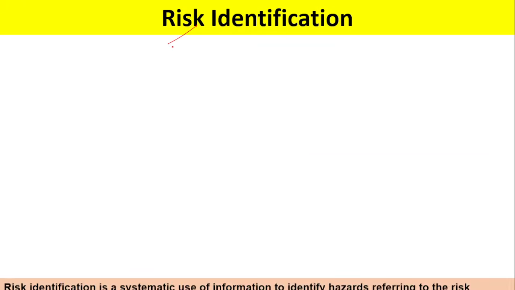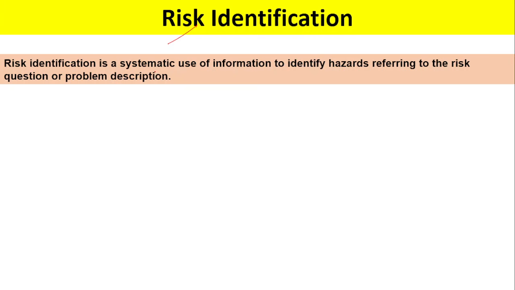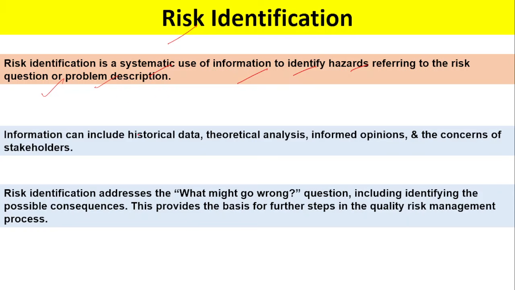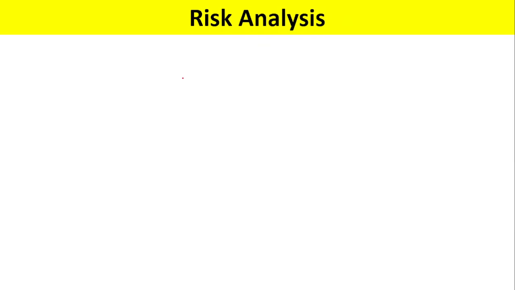Risk identification. Risk identification is a systematic use of information to identify hazards, referring to the risk question or problem description. Information can include historical data, theoretical analysis, informed opinions, and the concerns of stakeholders. Risk identification addresses the question, what might go wrong, including identifying the possible consequences. This provides the basis for further steps in the quality risk management process. Risk analysis.